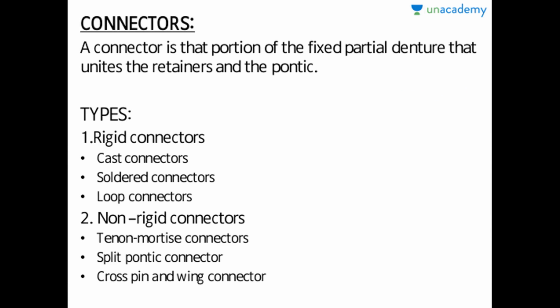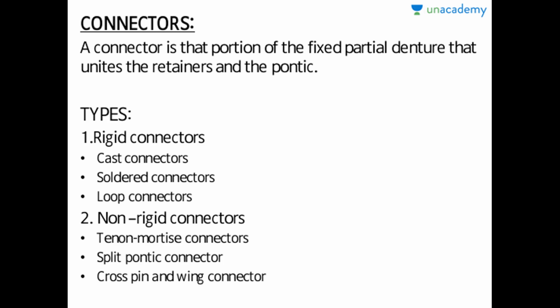Then comes the connectors. A connector is that portion of the fixed partial denture that unites the retainer and the pontic. Now, there are two types of connector. Number 1 is rigid connector and number 2 is non-rigid connector. Rigid connector does not allow any movement between the retainer and the pontic, whereas non-rigid connectors are flexible in nature and allow a bit of movement between the retainer and the pontic. In rigid connectors, all of the force is given to the abutment teeth, whereas in non-rigid connectors, the force is equally distributed.